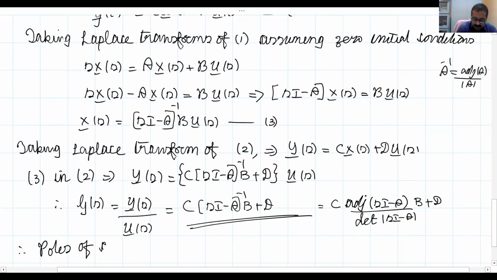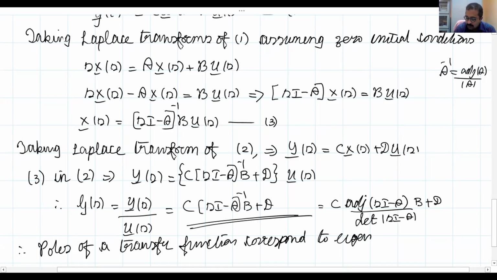Poles of a transfer function correspond to eigenvalues of the A matrix. Eigenvalues of the A matrix.